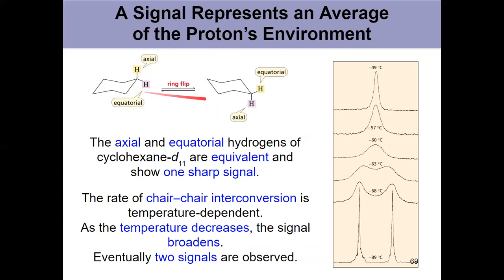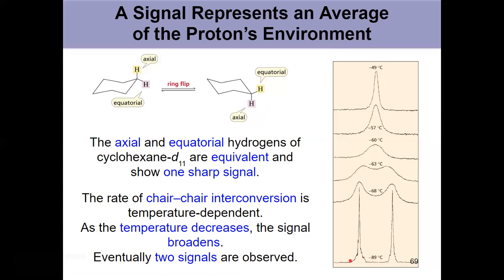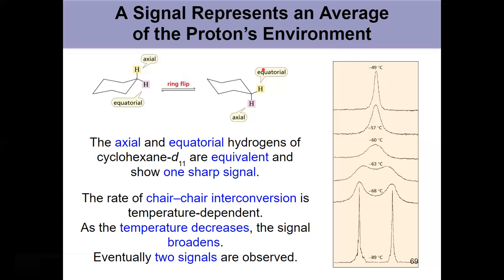It does take energy. There's an energy barrier to do this ring flip, okay? And usually room temperature is good enough to overcome that. Well, it always is, right? But if we decrease the temperature, then the signal broadens, and eventually, as you get cold enough, -89 here, you do get 2 signals because you've cooled it, you've removed the energy necessary to do the ring flip, and now those are in different environments. Okay, so that's pretty neat. Just a fun fact for you.